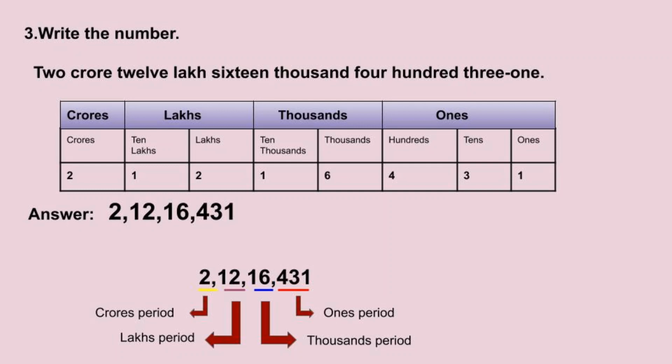Children, there is no need to represent the number each and every time in place value chart. If you are thorough in place value chart, you can directly write the number for the number names.